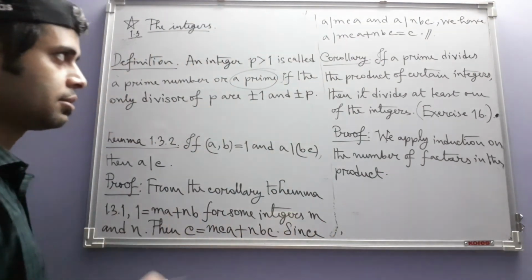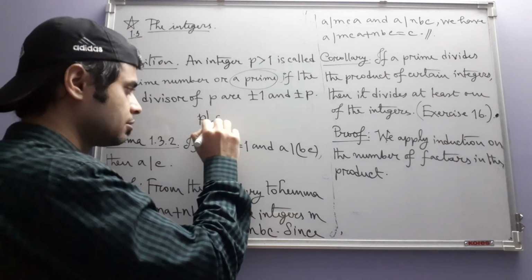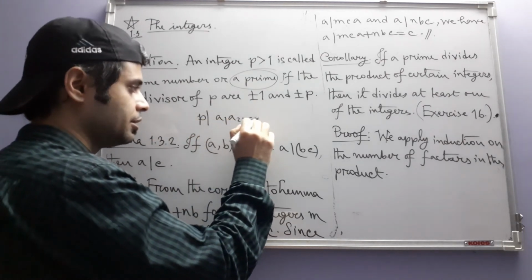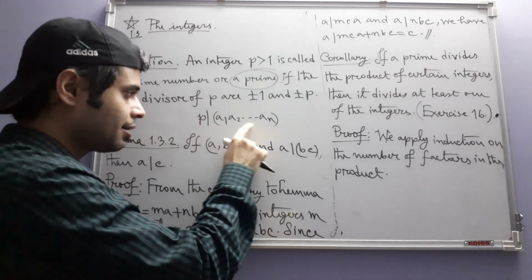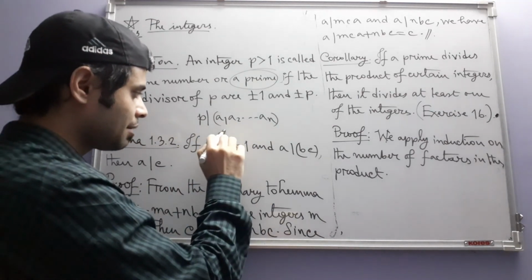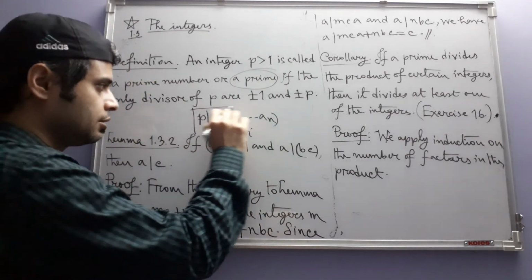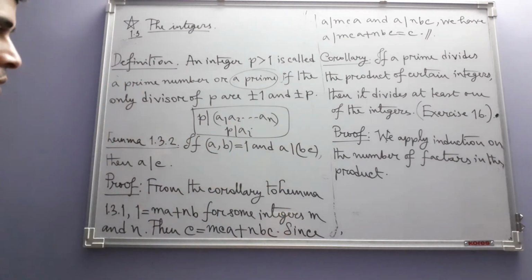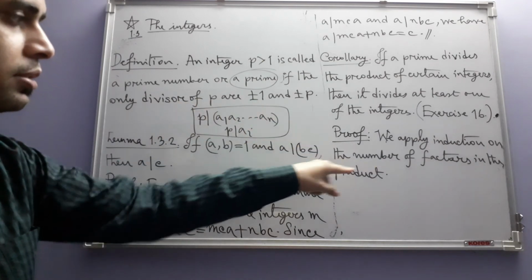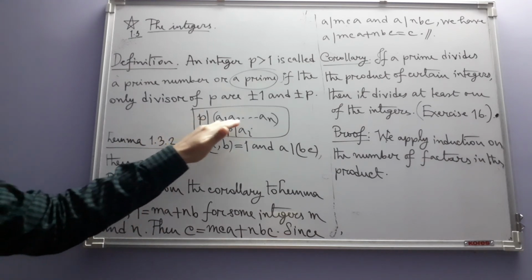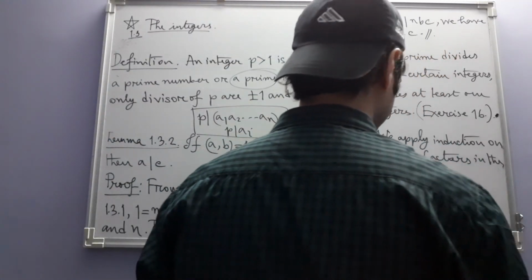By the way, what does this result tell you? It tells you that if P is a prime number and it divides a product of some integers, say a1, a2, a3, etc. up to an, then P has to divide at least one of these ai. So there will be some ai which P divides. This is what the statement asks us to show. And we will prove this by induction on n, that is the number of factors in this product. So we will prove the result when n is 1, and then we will follow the usual induction.